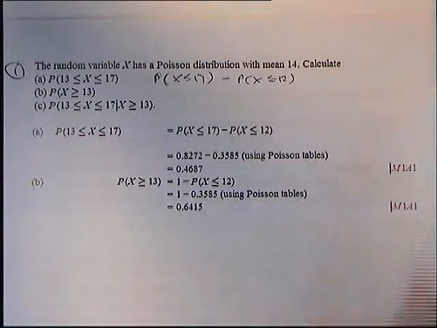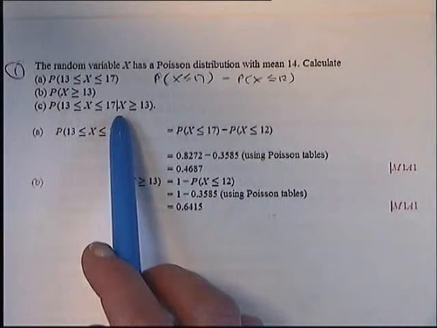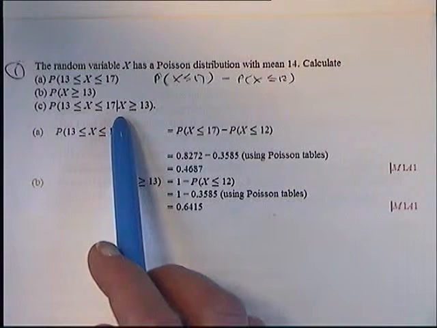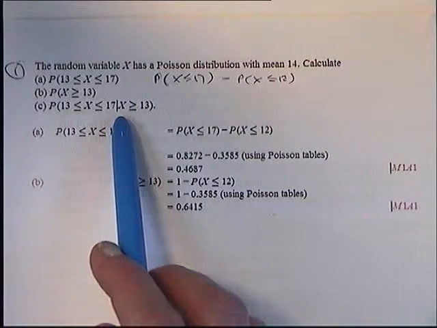And again, that's another 2-mark question. The third part, what was this vertical line in here talking about? Given, yeah, or conditional probability.